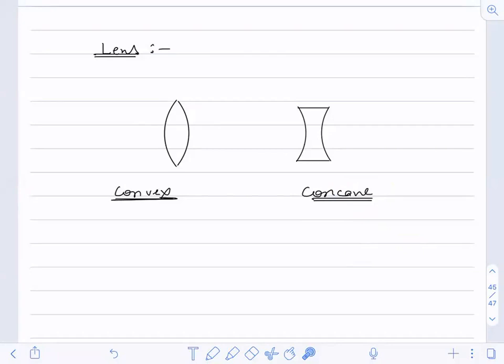So we are going to see the important terms in this now, and then we will see some rules. First I'm going to take some important terms.